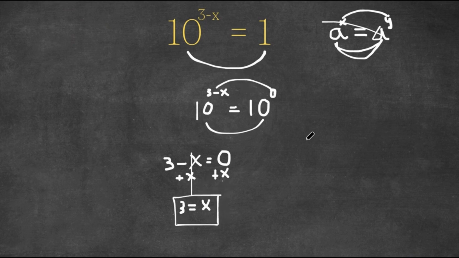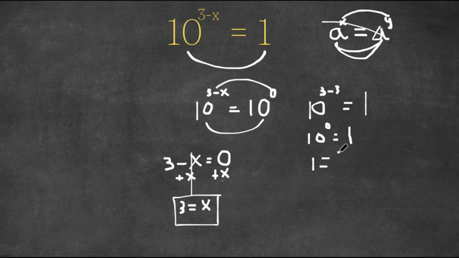Now why don't we go ahead and plug it in to our equation. So this gives us 10 to the power of 3 minus 3. 10 to the power of 3 minus 3 is 10 to the power of 0, which equals 1, and remember, anything to the power of 0 equals 1, so 10 to the power of 0 equals 1, so we have 1 equals 1, and this is right, meaning our answer of x equals 3 is right.